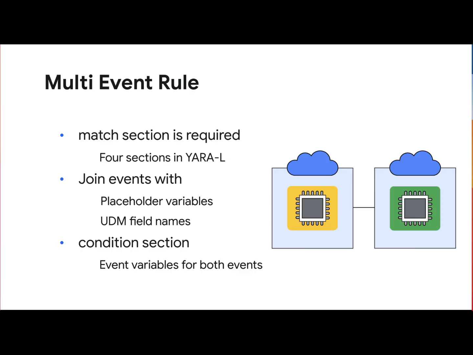To build a detection using multiple events, we will need to join our events together. These joins will occur in the events section and can use either placeholder variables or UDM fields. Finally, the condition section will need to contain references to every event contained in the event section. For our first multi-event rule, we will use event variables for each set of criteria in the event section. But as we build more complex multi-event rules, you will see other kinds of count conditions appearing here as well, but that will be a future video.